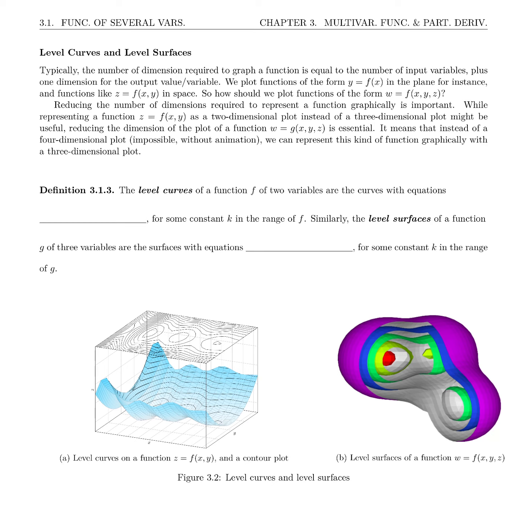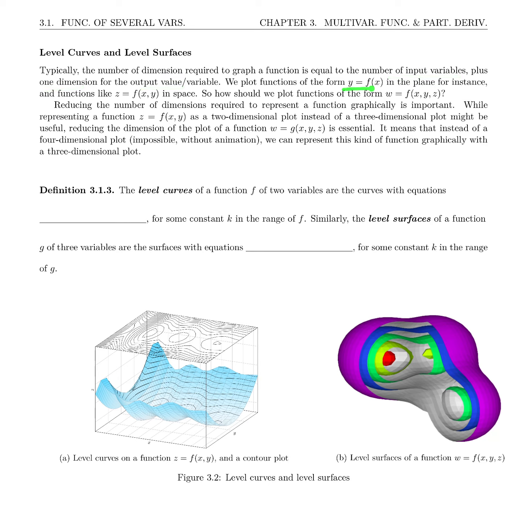Hi, we're continuing section 3.1, and in this section we're talking about level curves and level surfaces, ways of decreasing the dimension required to represent a function graphically. So typically the number of dimensions required to graph a function is equal to the number of input variables plus one dimension for the output variable.